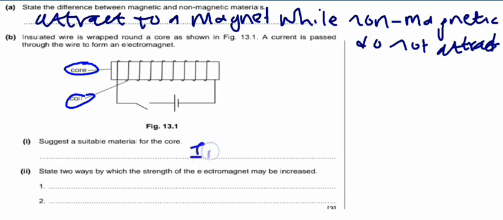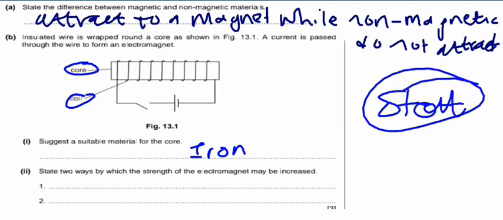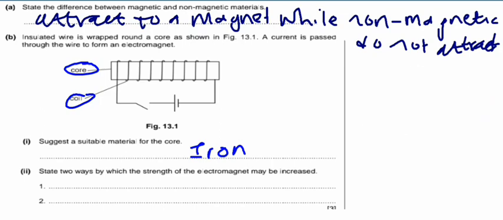Why are we selecting iron? Iron does not form a permanent magnet. But if you choose steel, steel is going to form a permanent magnet. So steel forms a permanent magnet, while iron does not form a permanent magnet.